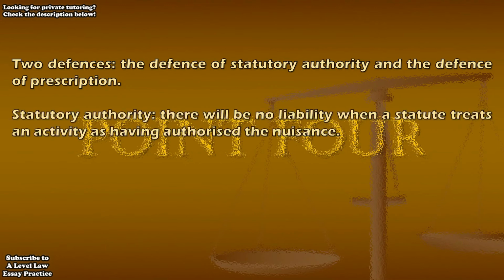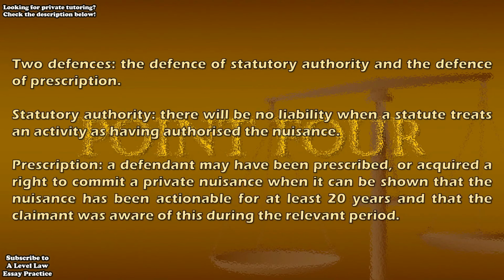Under the defense of statutory authority, there will be no liability when a statute treats an activity as having authorized the nuisance, while under the defense of prescription, a defendant may have prescribed or acquired a right to commit a private nuisance when it can be shown that the nuisance has been actionable for at least 20 years and that the claimant was aware of this during the relevant period.